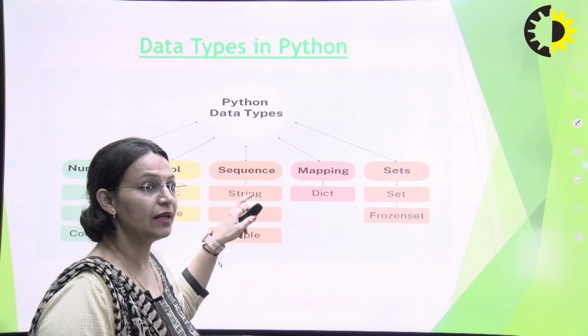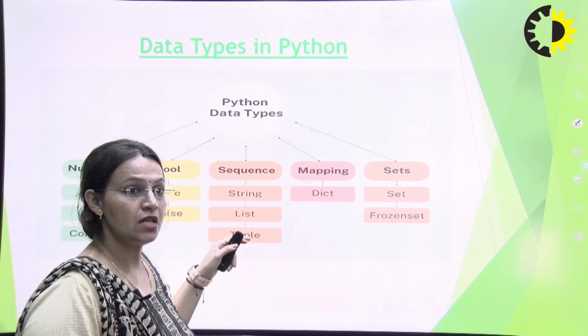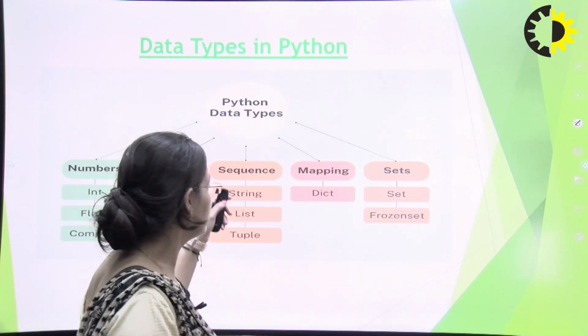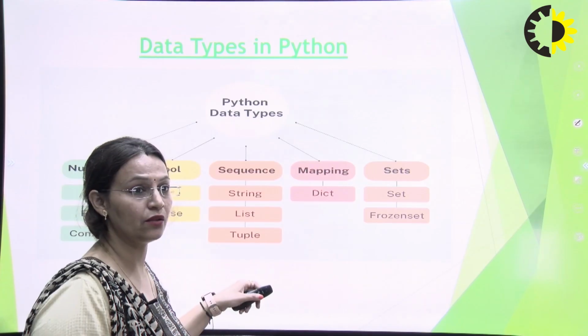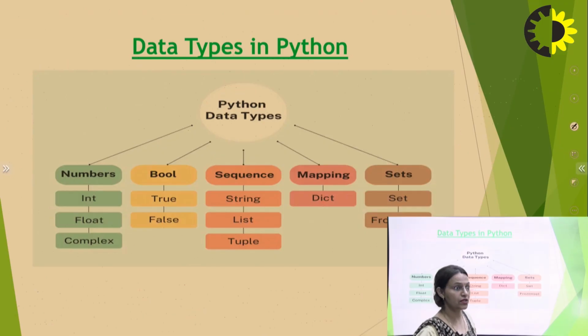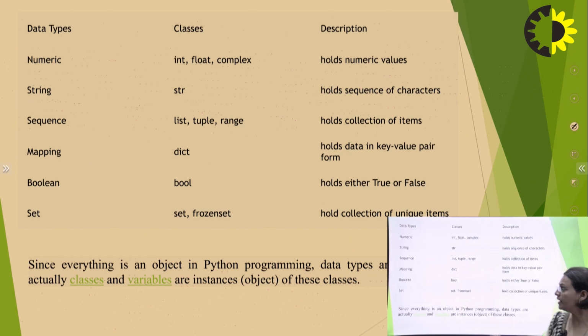Thirdly is the sequence data type, which includes string, list and tuple, which I'm going to discuss in today's lecture. These three are the kinds of sequence data type. The next is the mapping, which is for the dictionary data type, and the last is sets, which has set and frozen set, which will be discussed in my further lectures. This is the explanation regarding all these data types that I have done in the previous slide.